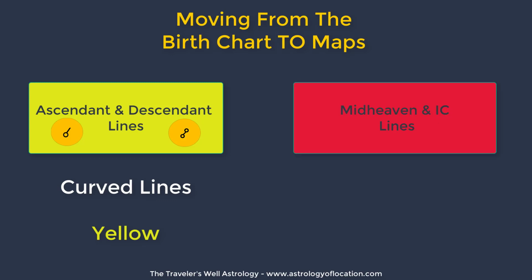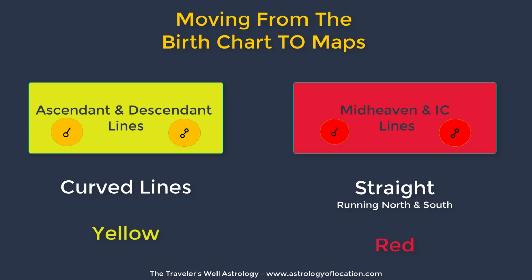Likewise, when you're dealing with midheaven and IC energies, these are always going to be straight lines, and they're going to be red. The midheaven will look like a cannonball, and the IC will look like a barbell. So that's how you can identify the lines that you're looking at.